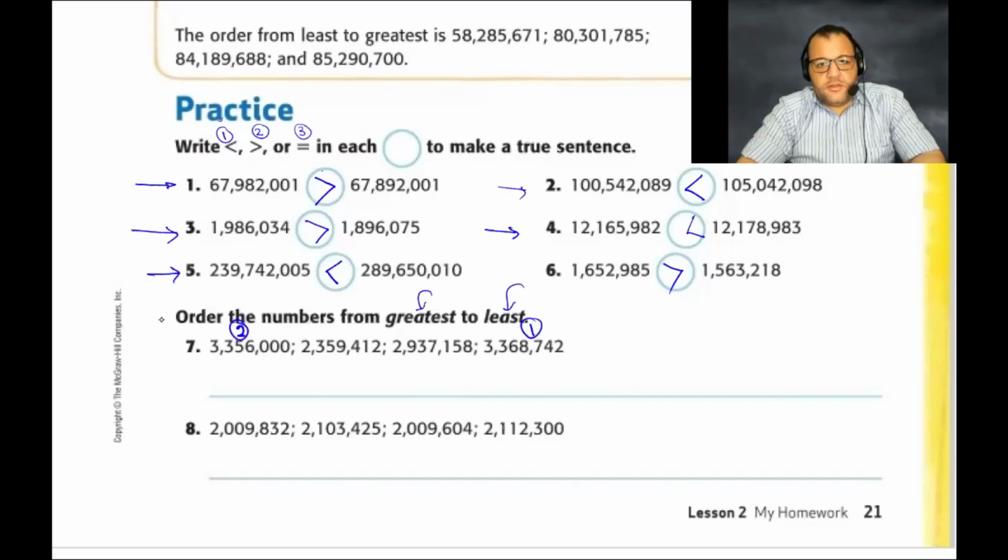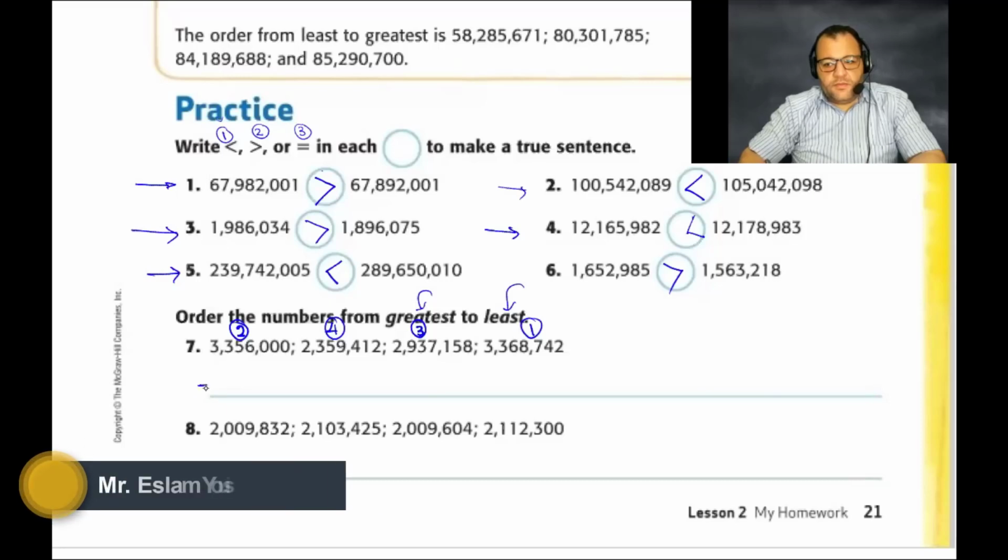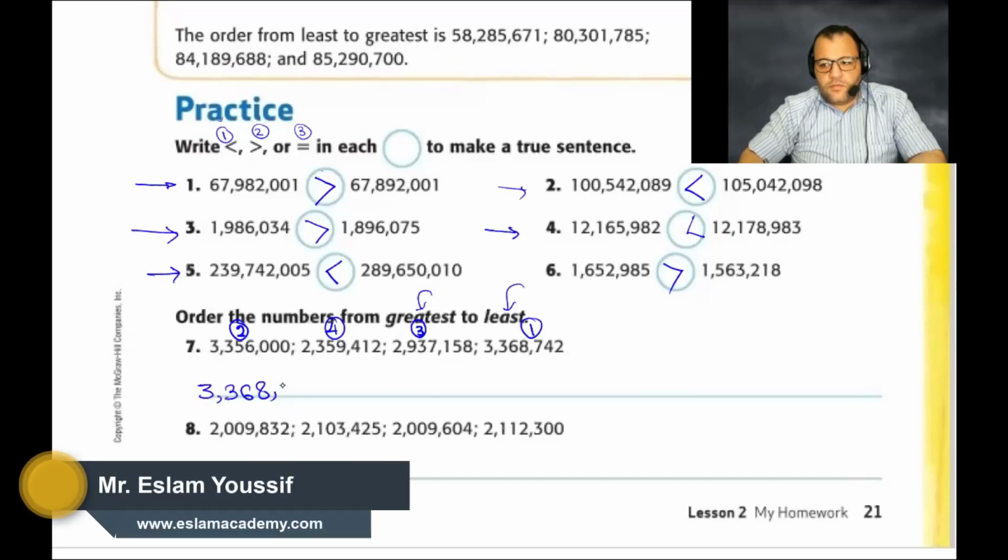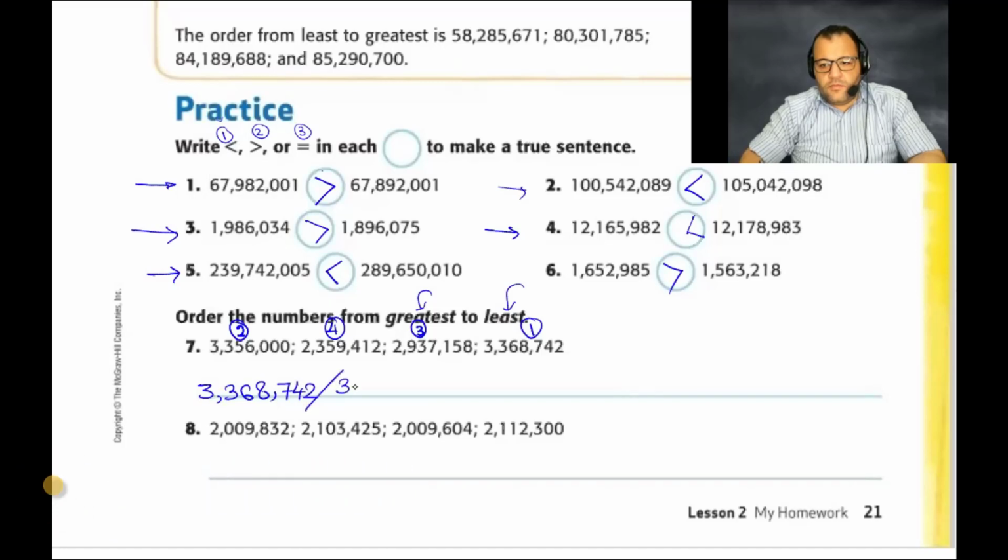Continue reading this number. 2,937,000, 158. Yes. Perfect. Number four. Read just number four. 2,000,000. Yes. I know that's number four, but I need you to read this one. 2,000,000 359,412. Thanks, Muhammad Tamer. Who can solve the next one?